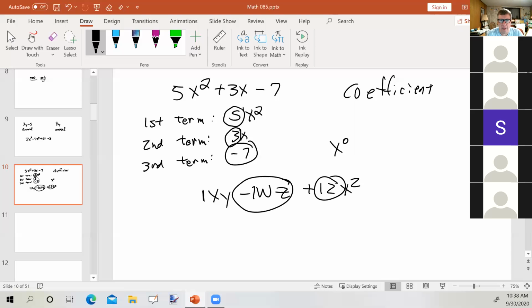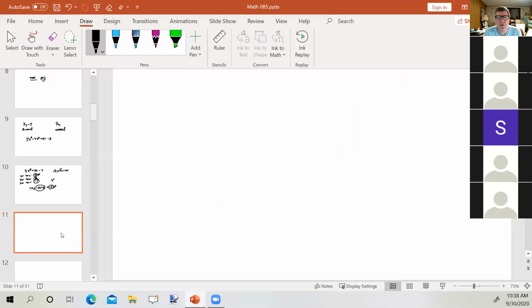Any questions about that? All right, now, I said that terms were separated by addition or subtraction signs. If we want to get really technical, terms are separated by addition signs. Let me explain. 12x squared minus 3xy plus 2y squared.